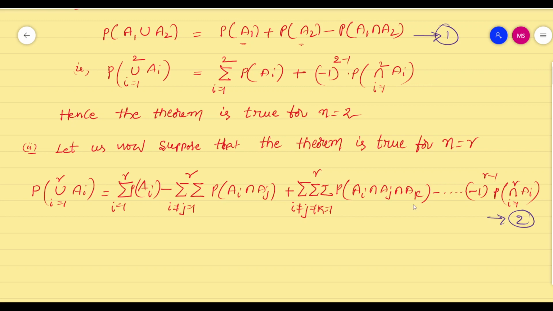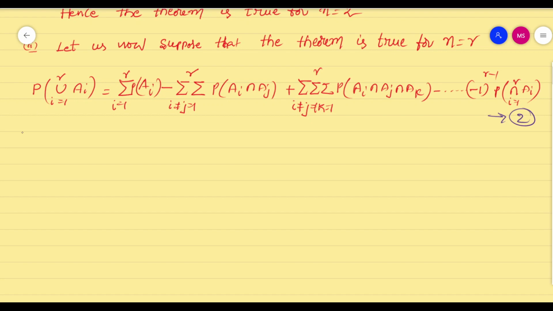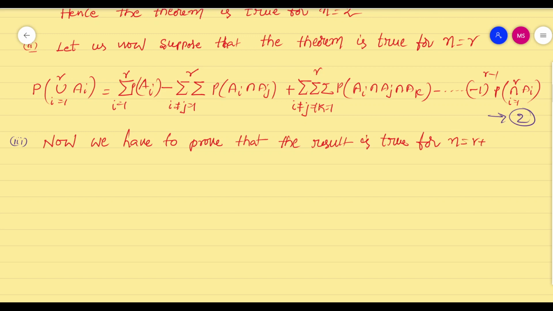Okay, so now the third step of this theorem. On the third step we have to prove that the result is true for n equal to r plus 1.